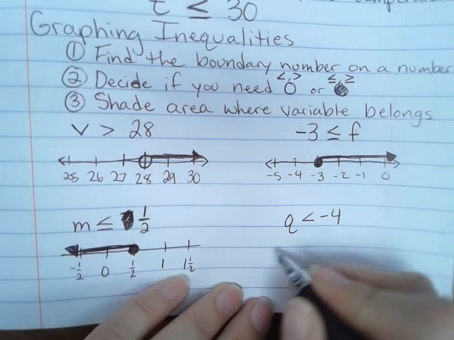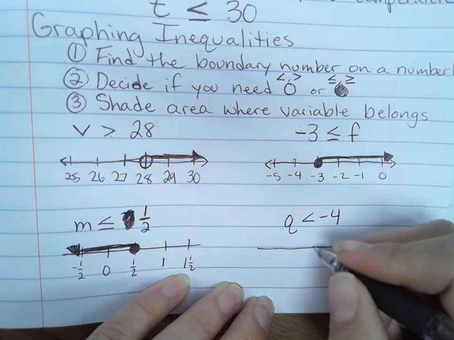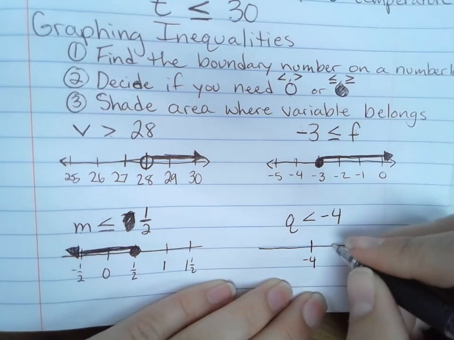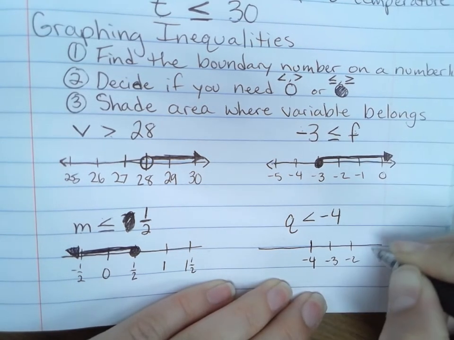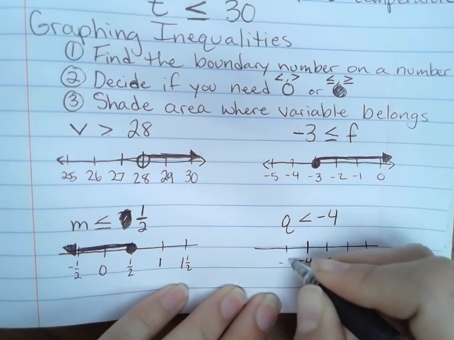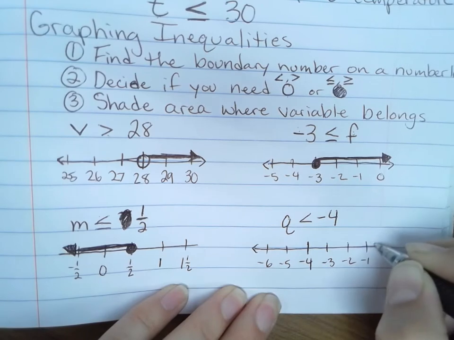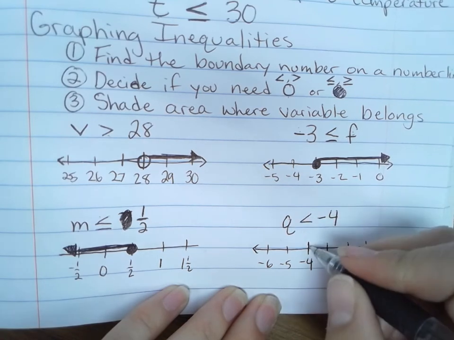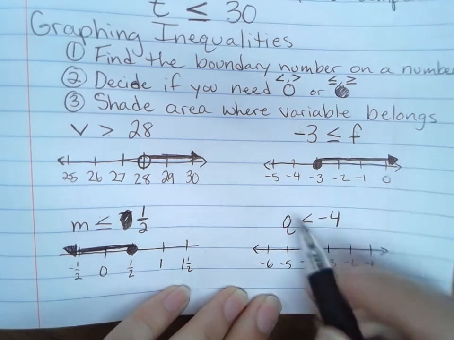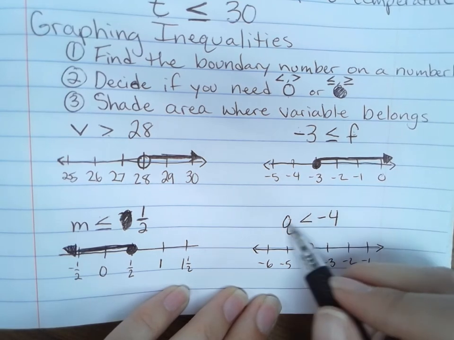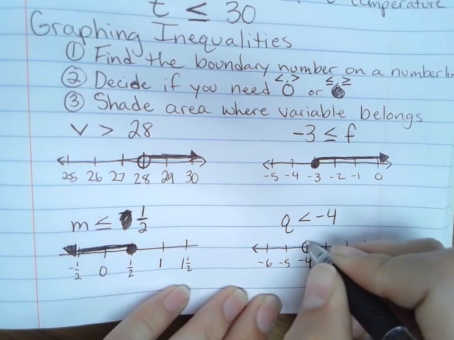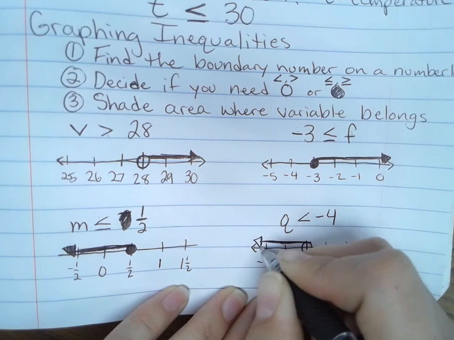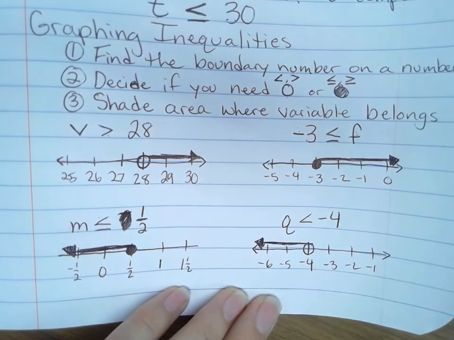Okay, last one. Let's draw a number line. I need -4. That's my boundary number. What's near it? Well, -3, -2, -1, -5, -6. It keeps going. Remember, this is just a snippet of the number line. Okay, it's going to be an open dot. It's not equal, so it's not included. Now, how does it compare to Q? -4 is bigger than Q. Q is less than -4, so I need to go less and shade an arrow in that direction. Everything less than -4 works.